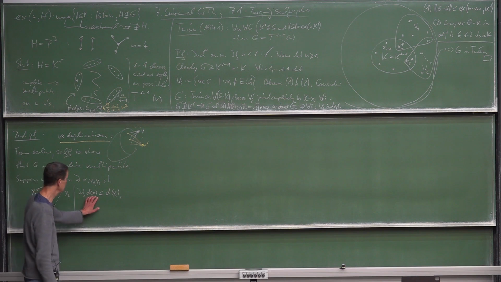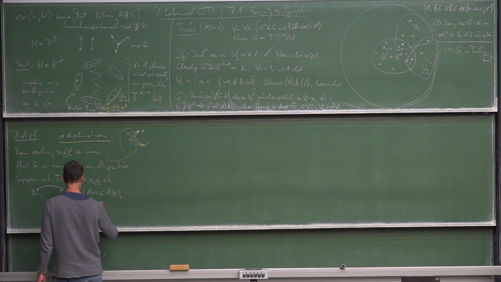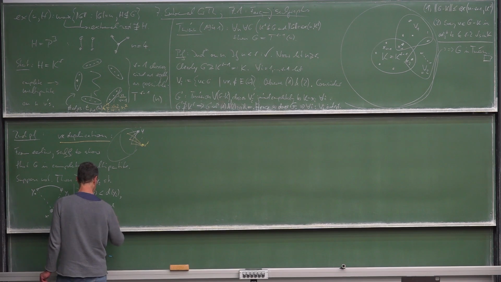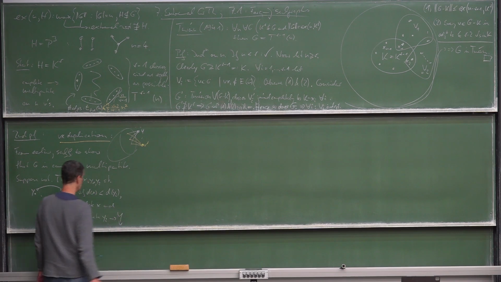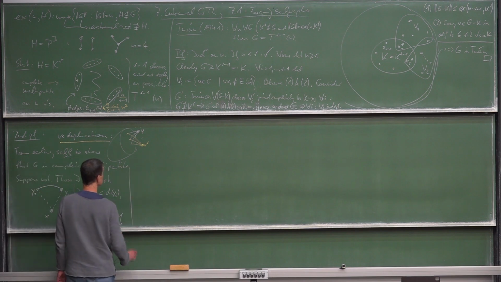Okay, so if the degree of x is less than the degree of yi, delete x and duplicate this y, and that will give you a contradiction to the assumption that G has the extremal number of edges on n vertices without a KR. Okay, so other case.